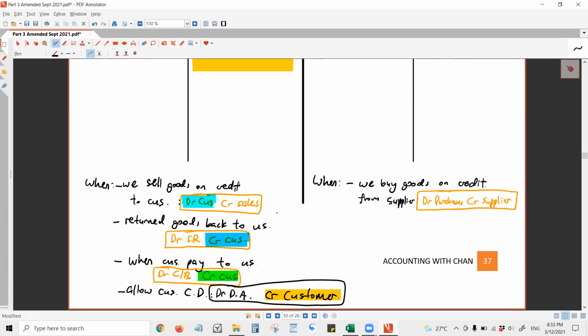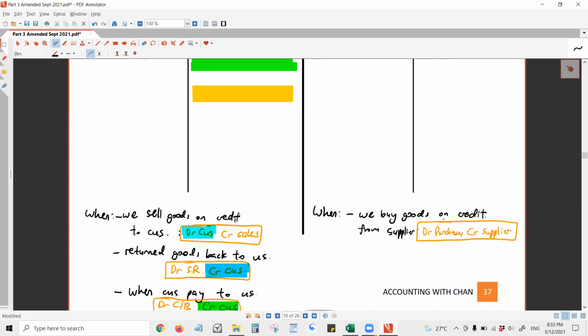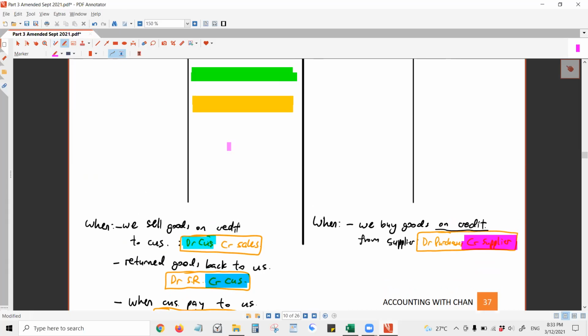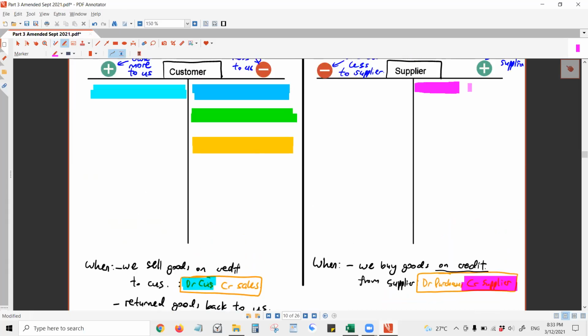Okay, so do you agree? We start to owe money to the supplier because we buy goods on credit, and we have to credit supplier account. Meaning here, we are going to record it here, right? So that indicates why the plus is on the credit side. That's the side which makes us owing more to the supplier.